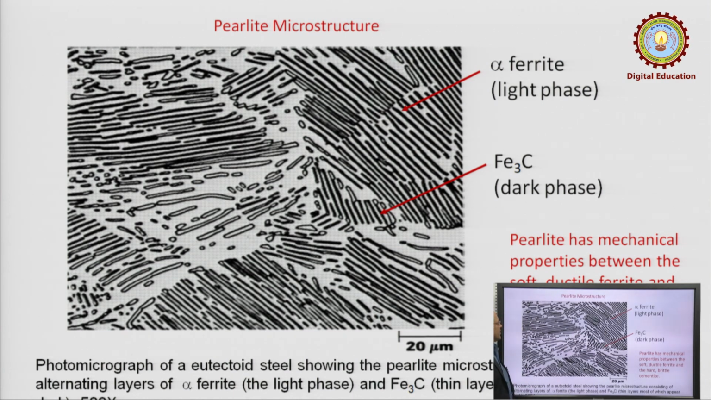How does the pearlite microstructure look? It is like this. You can see the light phase is alpha ferrite and the dark phase is Fe3C, iron carbide. So, these are the layers, the lamellar structure. You can see this is the microstructure and it is also showing the scale. This distance is approximately 20 micron.